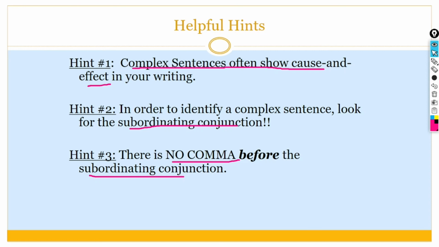I hope that you have understood the concept of the complex sentence.